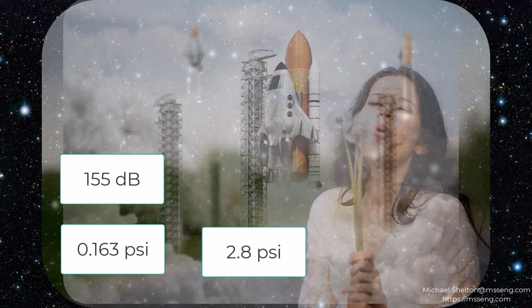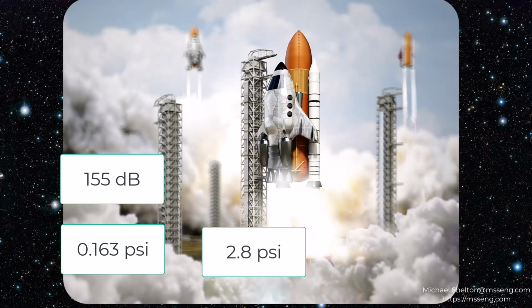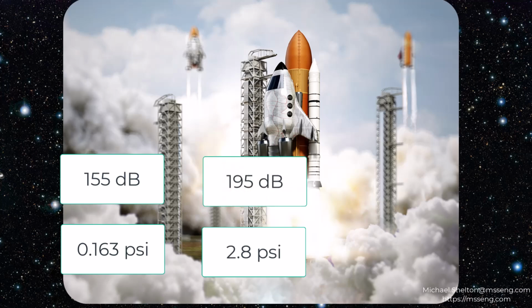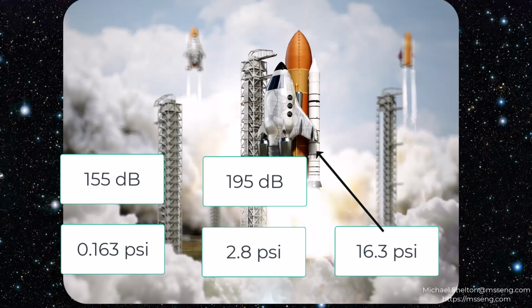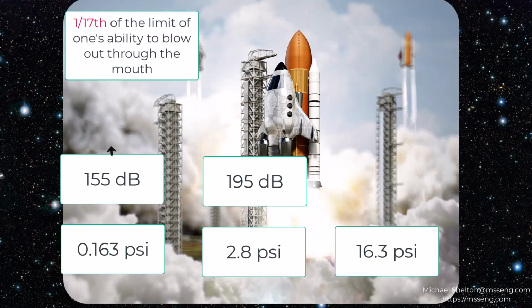A space shuttle launch will produce 195 dB, which is equivalent to 16.3 psi pressure. It is clear that a very low kinetic energy sound pressure, about 1/17 of what a person can blow, when in resonance, can produce acoustic fatigue.